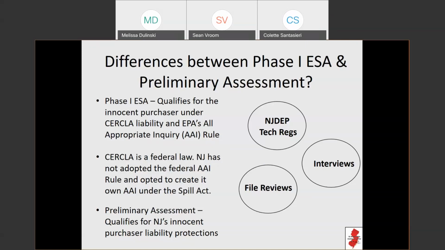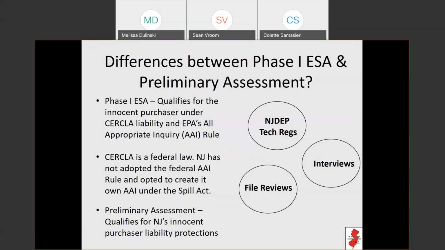A lot of commercial real estate transactions go with the Phase One as a screening tool. So it gives them an idea of the potential liability issues at the site. And it also helps commercial lenders understand the risk tolerance for the site.